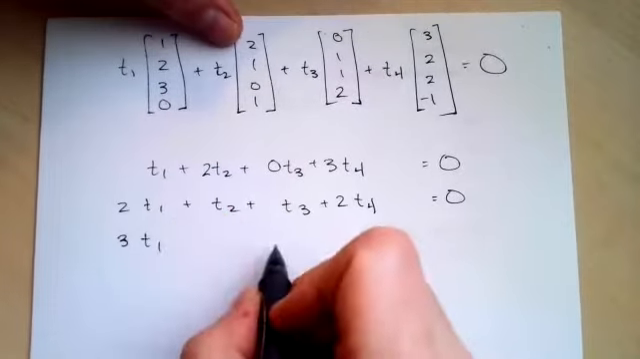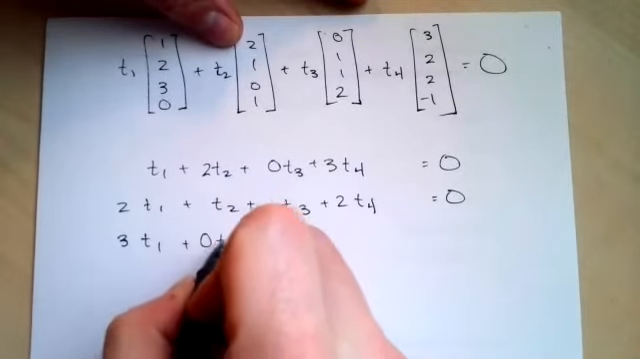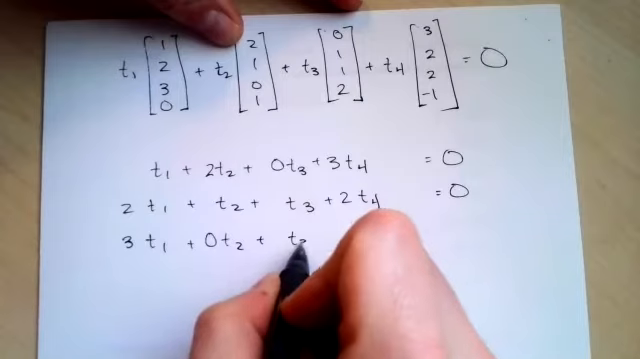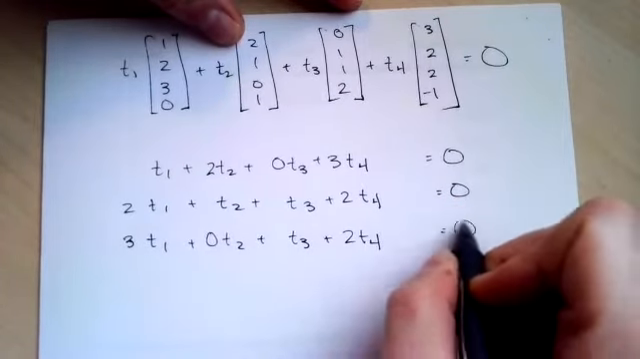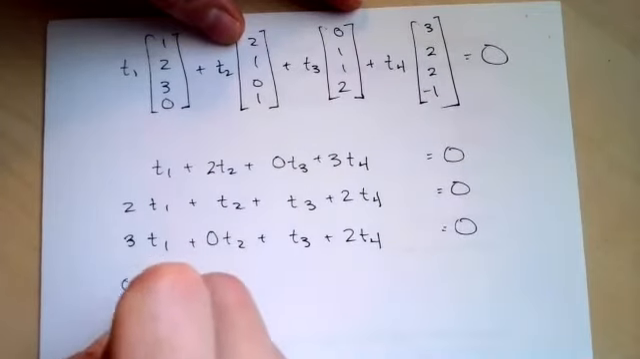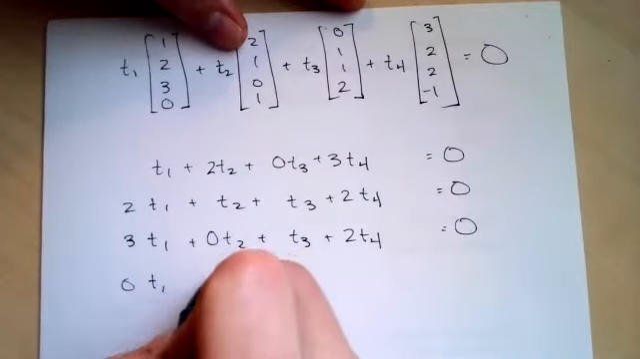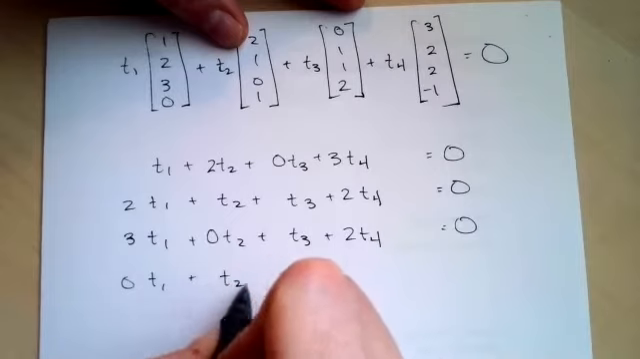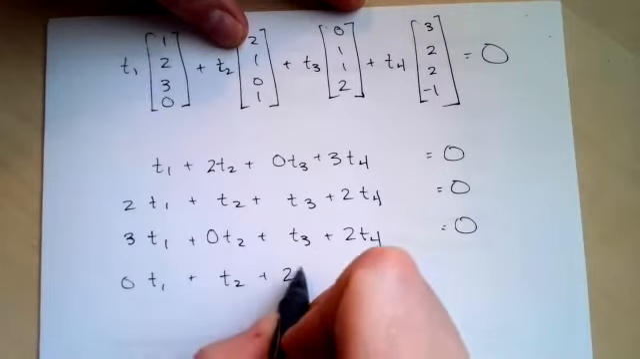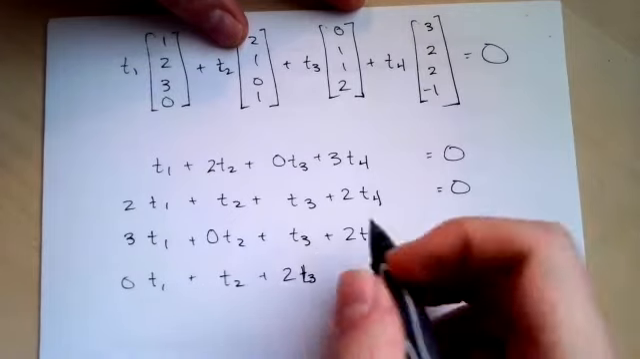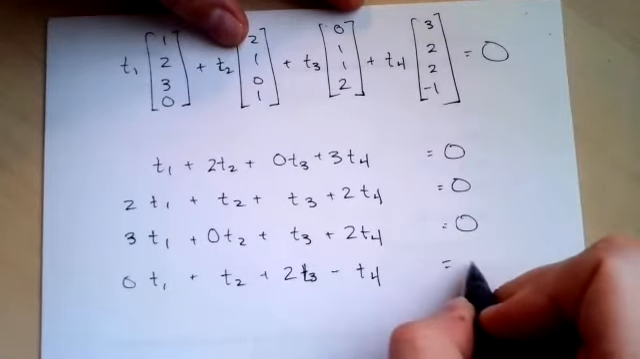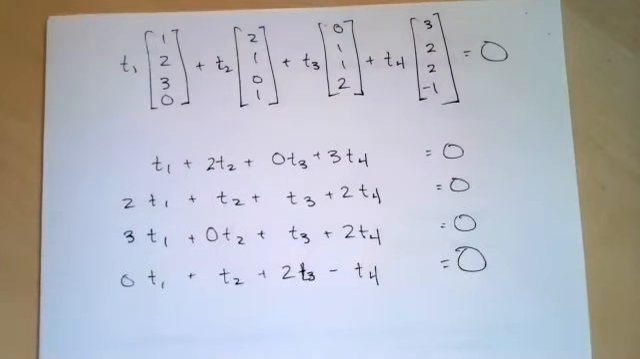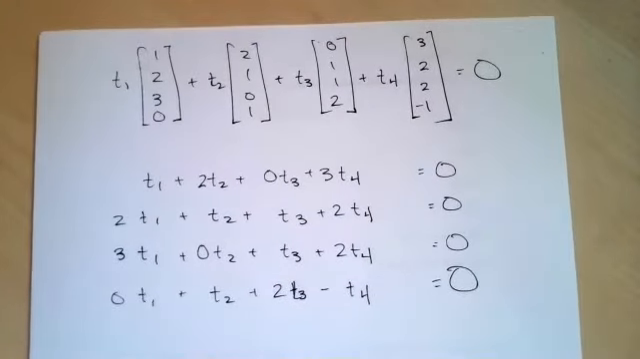3T1, 0T2, T3 plus 2T4, and then our last one, 0T1, 1T2, 2T3, and then a minus 1T4 equals 0. So this is the system of equations we get.